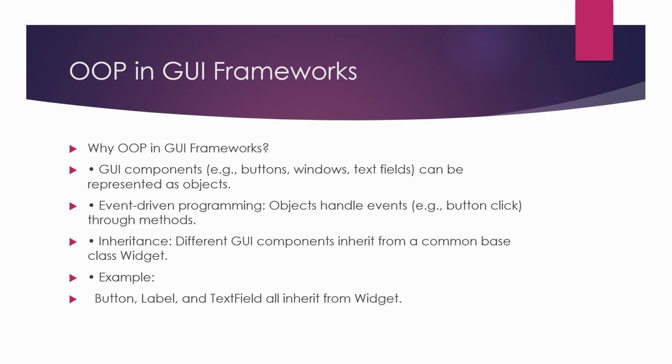Object-oriented programming is also widely used in GUI frameworks. GUI components like buttons, windows, and text fields are modeled as objects. These objects encapsulate their own properties such as position and size, and methods for handling user interactions like clicks or typing. Inheritance allows us to create specialized components such as submit button inheriting from a general button class. This makes it easy to reuse and extend components in the user interface.